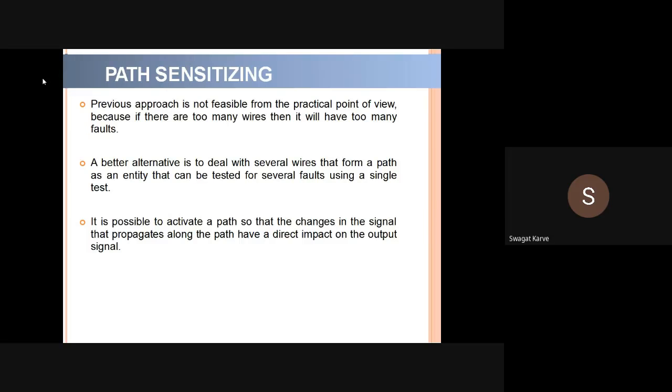Now, the next method of combinational logic testing is path sensitization. This method we will discuss in the next lecture. Today we will stop here.